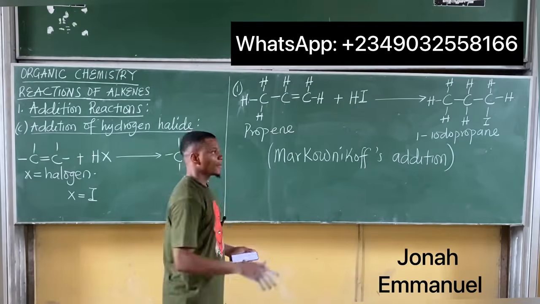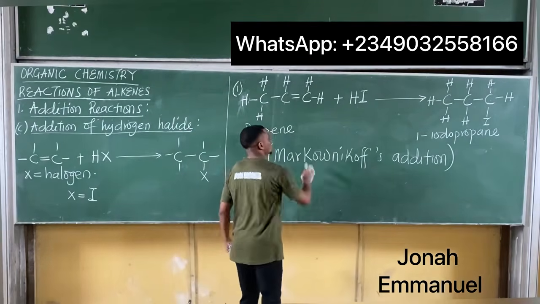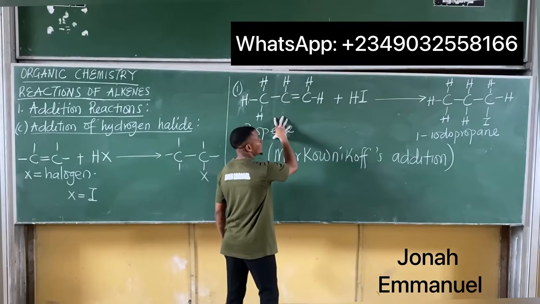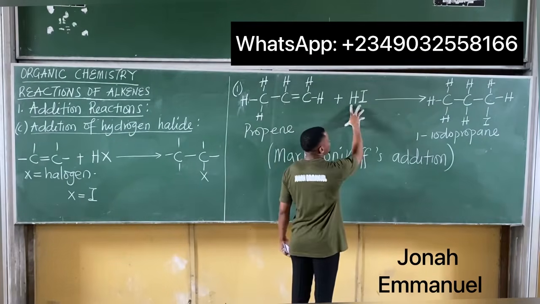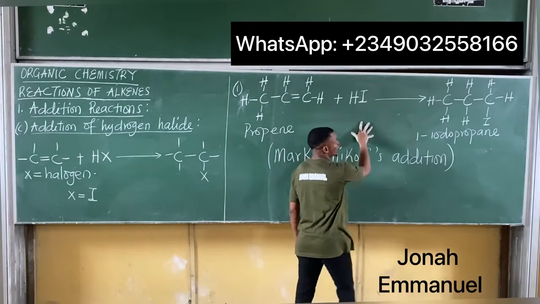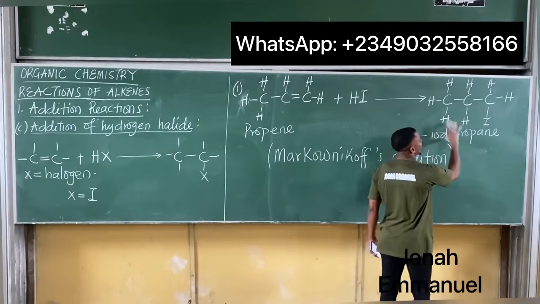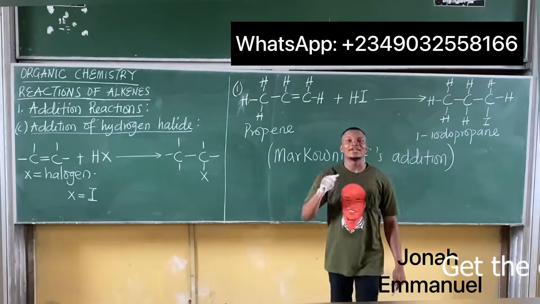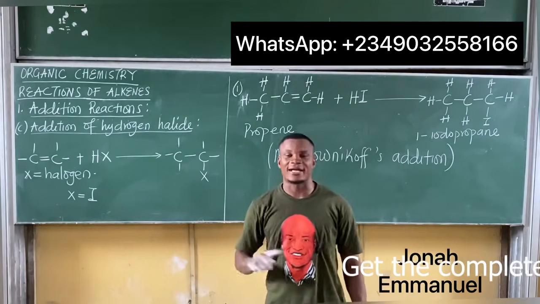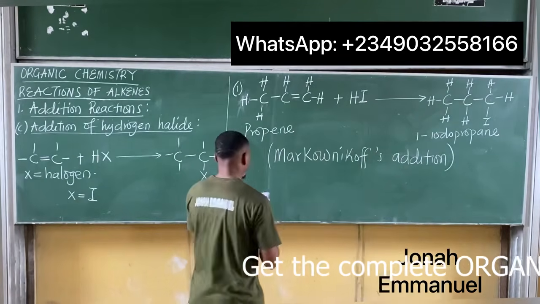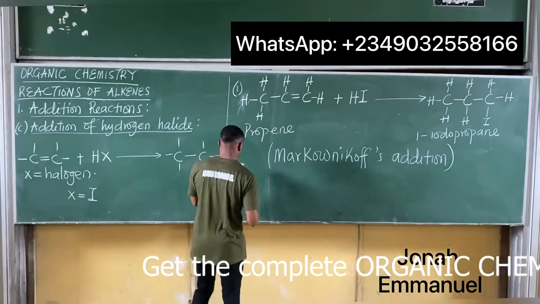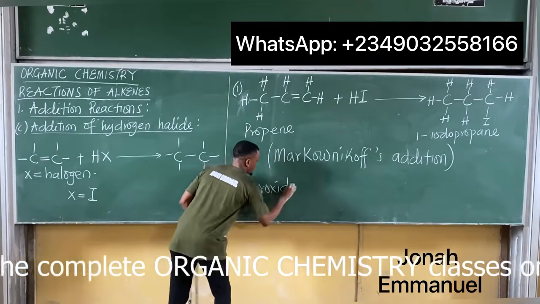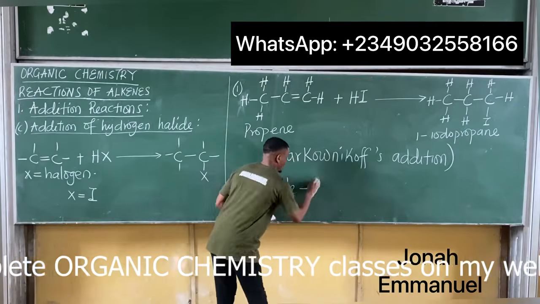I've explained before. Markovnikov's addition is the reaction of an alkene with a hydrogen halide to produce an alkyl halide, in brackets, haloalkane. Please add there, in the absence of a peroxide.